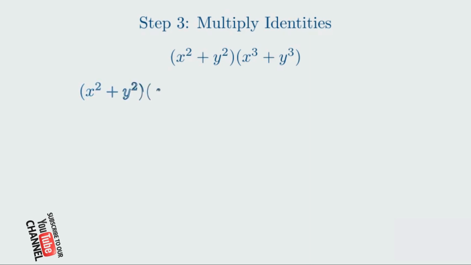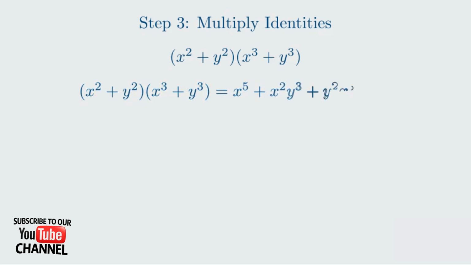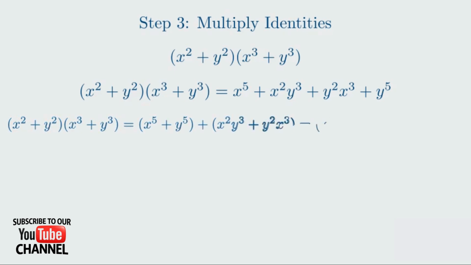Remember that we want to find x to the fifth plus y to the fifth. So we're going to compute the product of x squared plus y squared and x cubed plus y cubed. Distributing this out carefully, we get four terms. x squared times x cubed is x to the fifth. x squared times y cubed, x cubed times y squared, and y squared times y cubed is y to the fifth. We can rearrange this and factor out a common term from the middle. This gives us x to the fifth plus y to the fifth plus x squared y squared times the quantity x plus y. Now we substitute in our variables a and b.